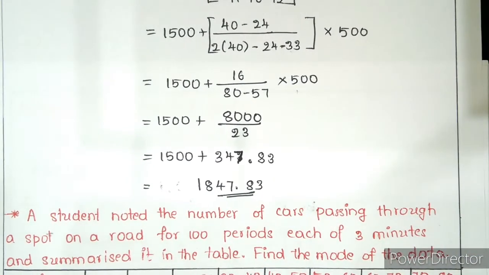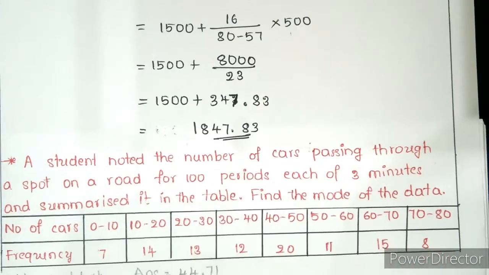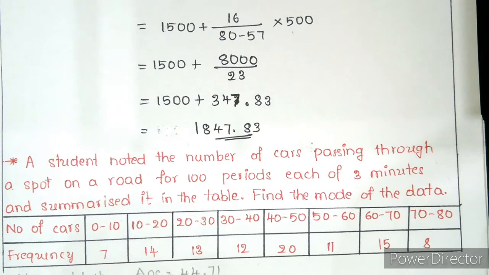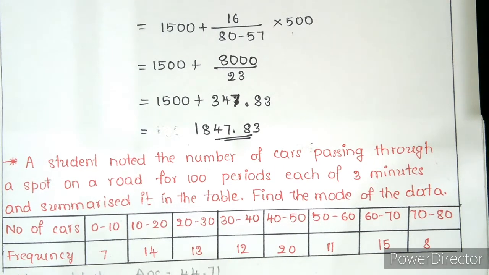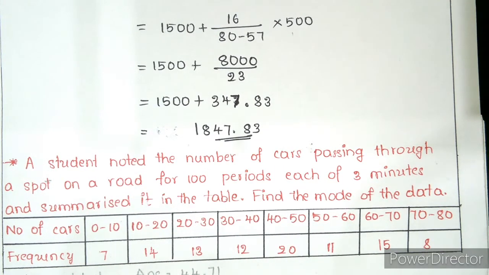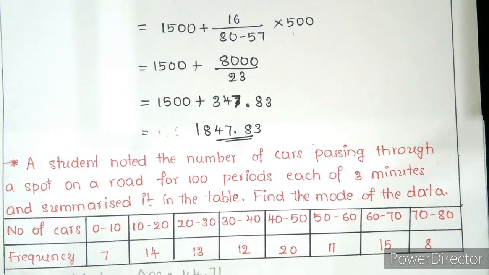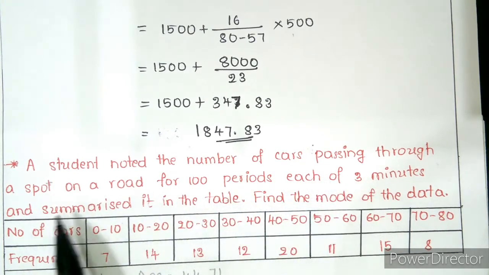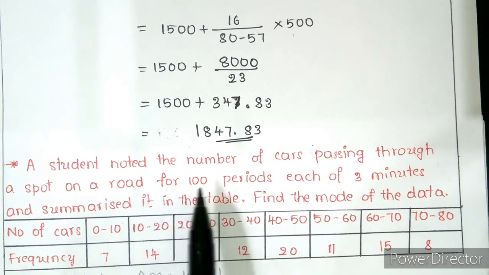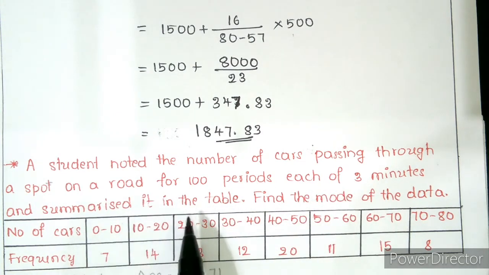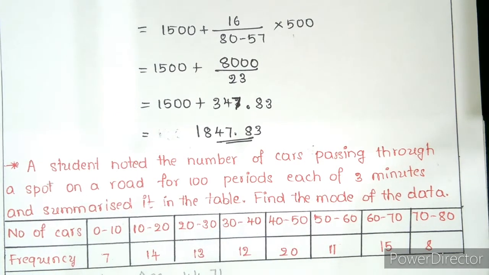Okay, then a student noted the number of cars passing through a spot on a road for 100 periods each of 3 minutes and summarized it in the table. So find the mode of the data.